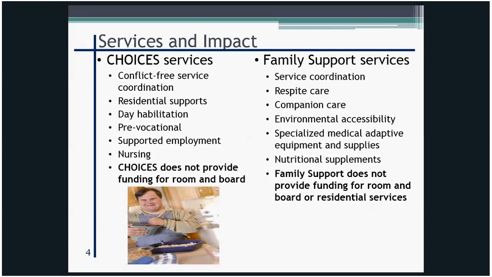Eligibility for both waivers is the same. They both share the same level of care, for people with intellectual and developmental disabilities, and that level of care being the South Dakota Developmental Center level of care.